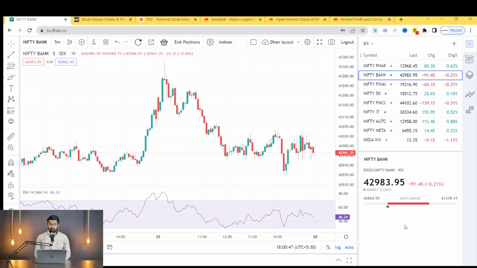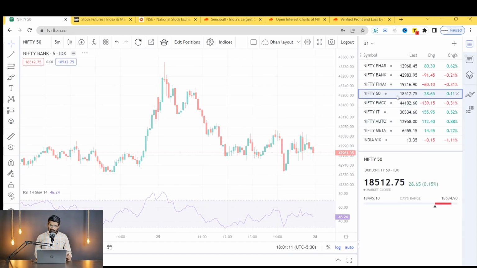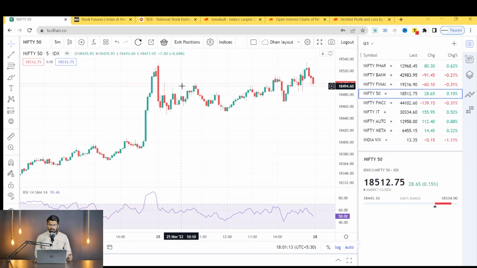So all day Bank Nifty was moving up and down. It gapped up slightly, then it went all the way to around 43,360, then came down and closed somewhere around there. All day long Bank Nifty was moving in a range of around 300 or 400 points, and Nifty was moving in a range of less than 100 points. High was around 18,540, low was around 18,400, just a 100 points movement.